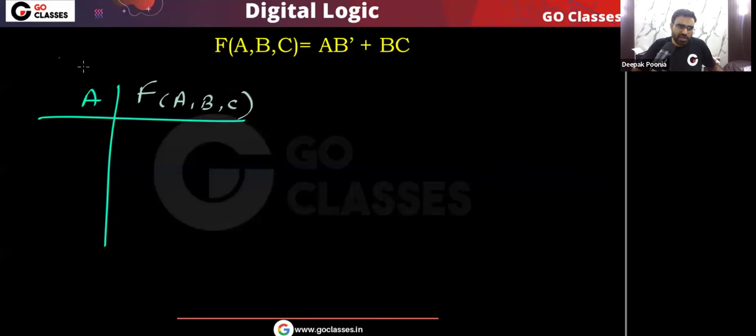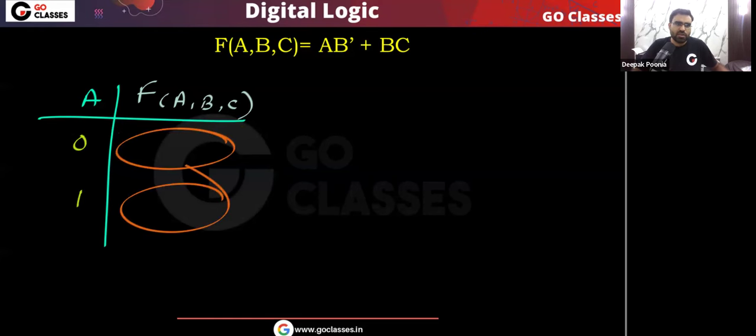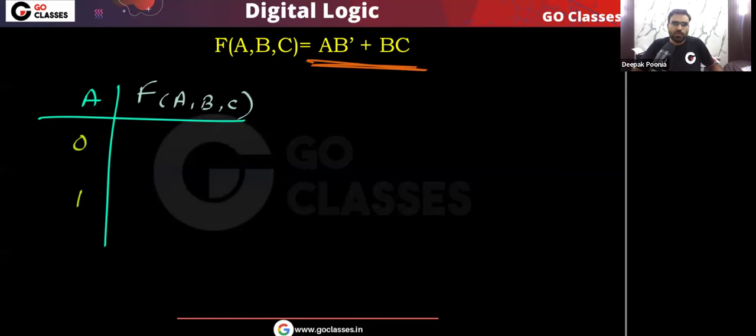Here you can see I am only writing variable a on the LHS. So variable a can be 0 or 1, so there will be 2 rows. Now let's find what will be the function value. If I put a equal to 0, then the function value will be bc. And if I put a equal to 1, then what will we get? We will get b bar or bc. Yes or no?